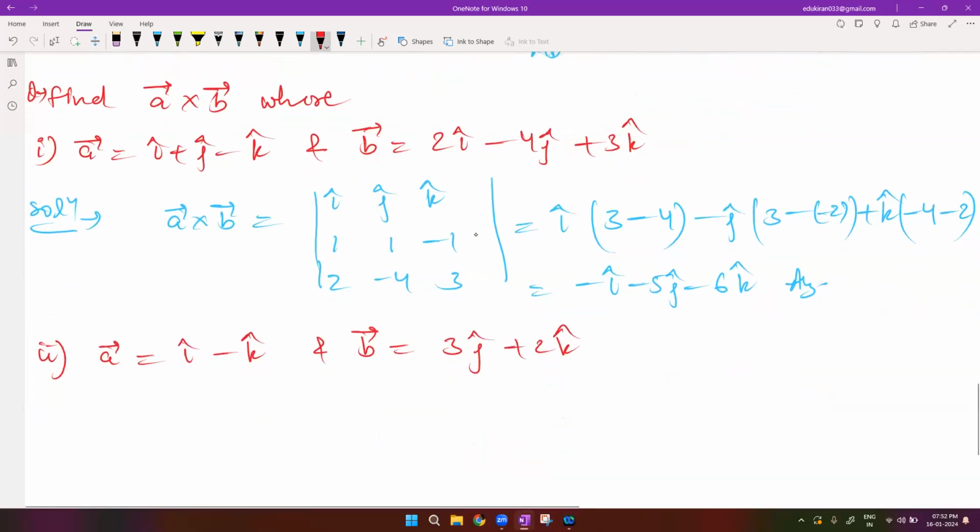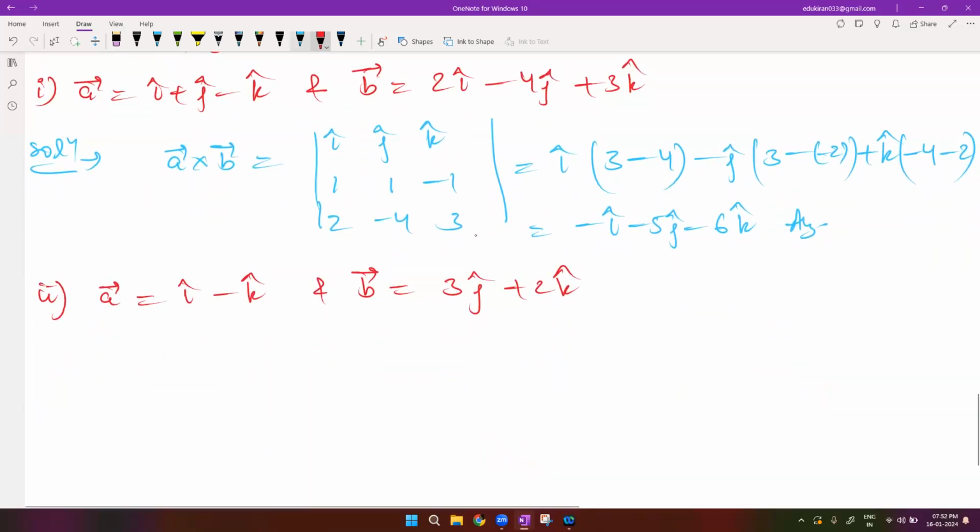A is i minus k and B is 3j plus 2k. Everybody should try to do this.